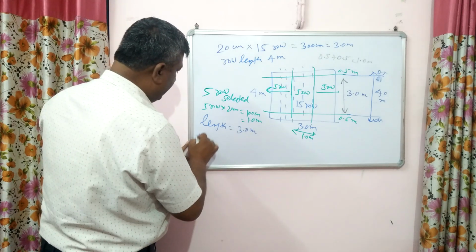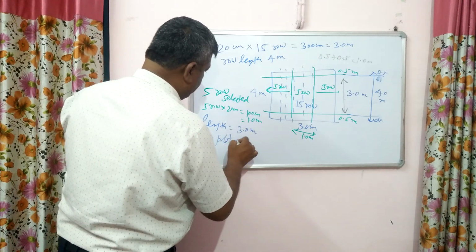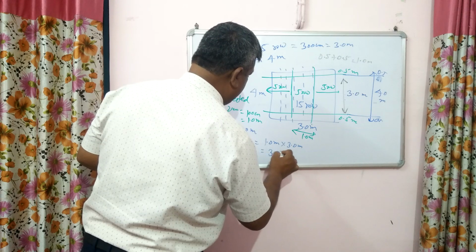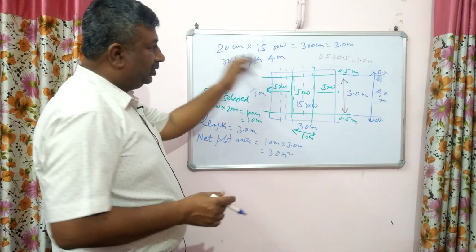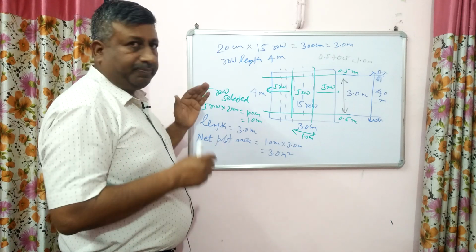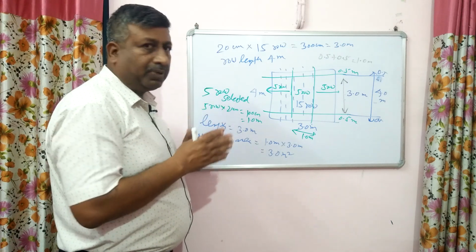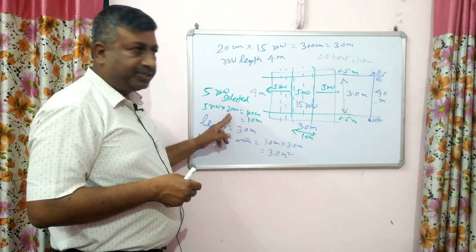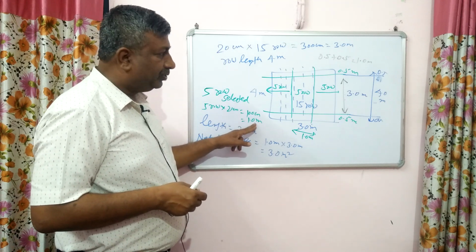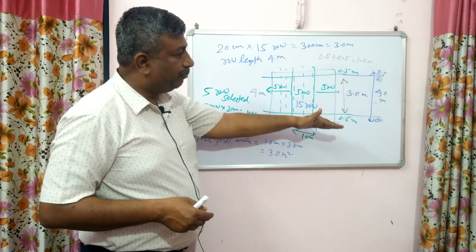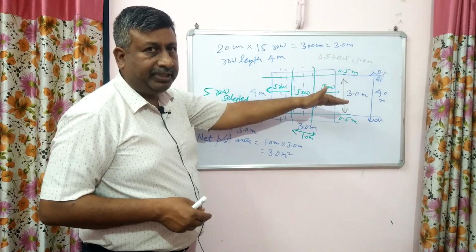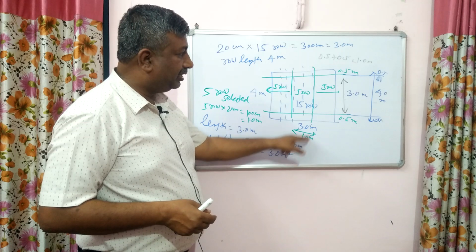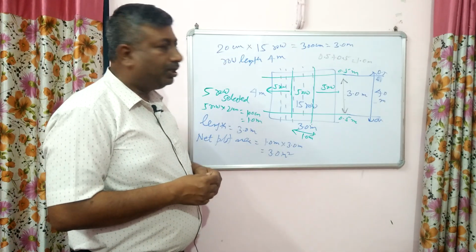So in this case, net plot area is 1 meter into 3 meter, that is 3 square meter. So this is the way how net plot area is selected. First count the number of rows in net plot area, 5 rows, 6 rows, 10 rows, whatever, multiplied by the row spacing, then convert into meter, then find out the leaving portion from both sides, 0.5 meter or 1 meter, whatever. Then find out the net length and multiply both, this width and this net length. This is the net plot area.